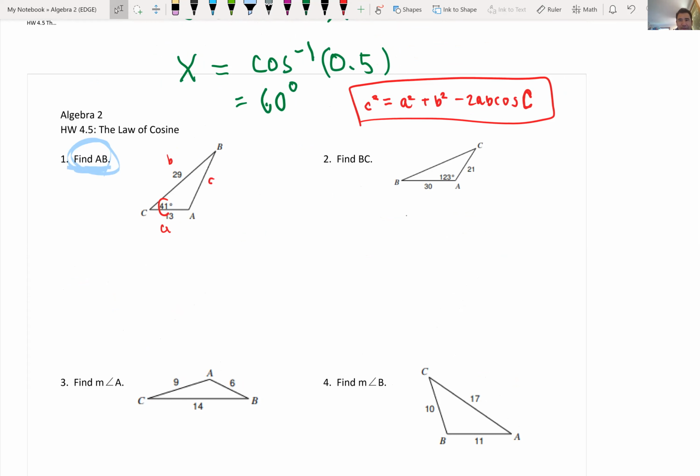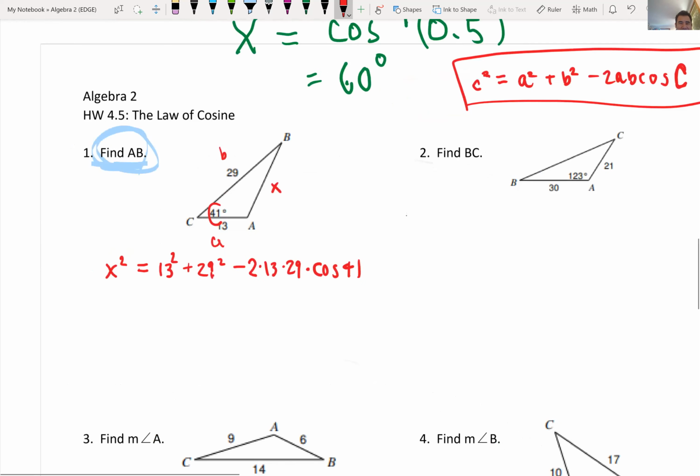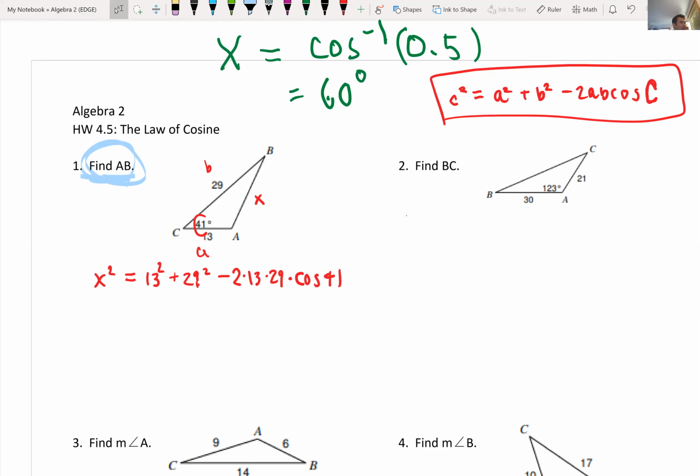Okay. So C squared, which we don't know, or do you guys want to do that X right there? I think I'd rather use X there for the unknown. So X squared equals A squared, which is 13 squared, plus 29 squared, minus 2 times 13 times 29 times cosine of the angle, 41. Do you have the same setup? Would you guys check your notes?